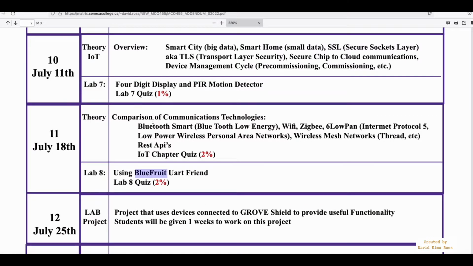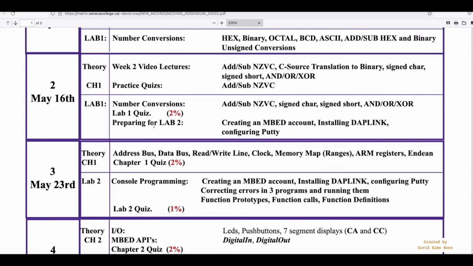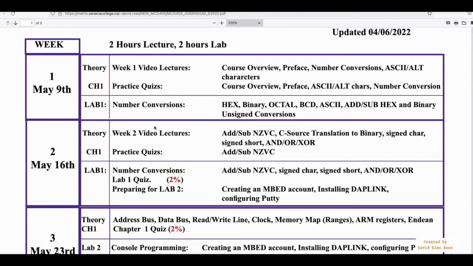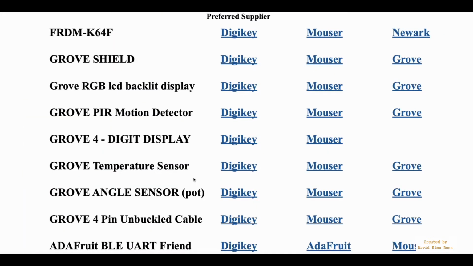So all of these things you have to have, and it's best if you order them fairly soon at the start of the semester so that you're guaranteed that they will be in your hands to be able to hook them up in the lab when you need them. Okay, as I mentioned before, the temperature sensor and the pot have to be bought within the first half of the semester. However, it's a lot cheaper if you order all of these parts from the Grove Backlit display down to the UART Friend at one time.